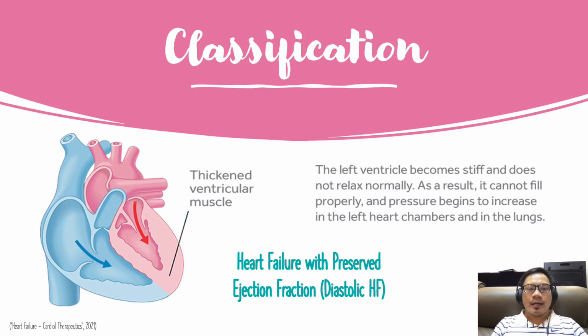Okay, so the other one which I'm discussing is heart failure with preserved ejection fraction. As you can see here, there's a thickened ventricular muscle. So for this size, only a small amount of blood can fill in. So the left ventricle becomes stiff and does not relax normally. As a result, it cannot fill properly and pressure begins to increase in the left heart chambers and in the lungs. So the increased pressure in the lungs is the cause of shortness of breath.